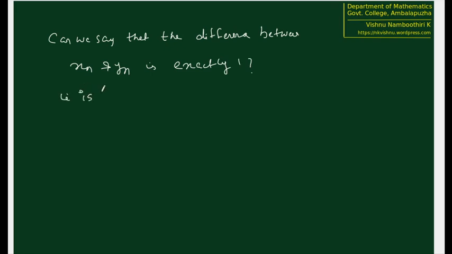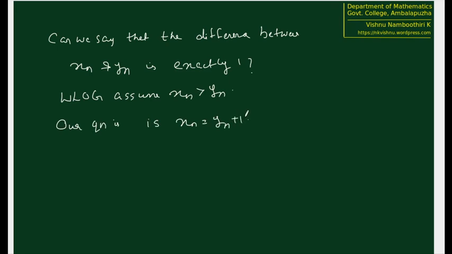That is, the modulus of xn minus yn is equal to 1, is the actual thing we had to write. But without loss of generality, we may assume that if xn and yn are different, either xn is going to be greater than yn, or yn is going to be greater than xn. So without loss of generality, assume that xn is greater than yn. So the question is, is xn equal to yn plus 1 exactly?